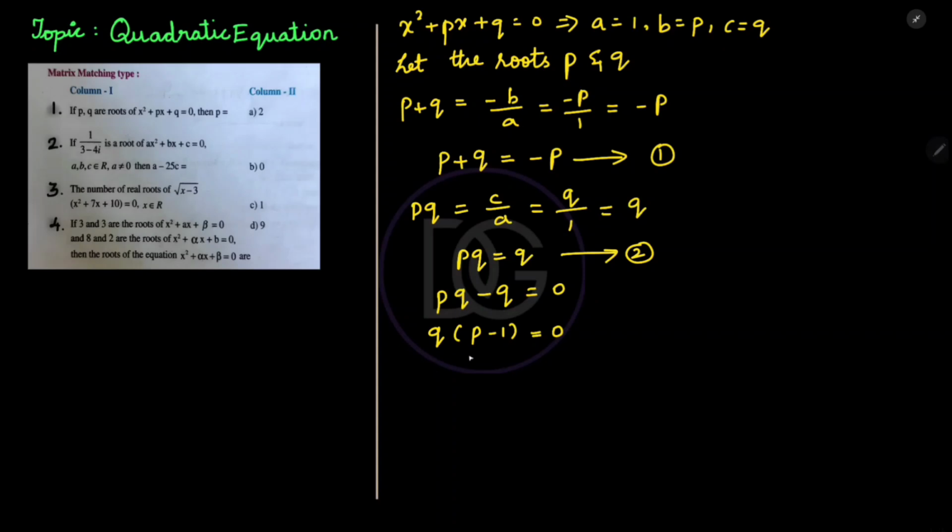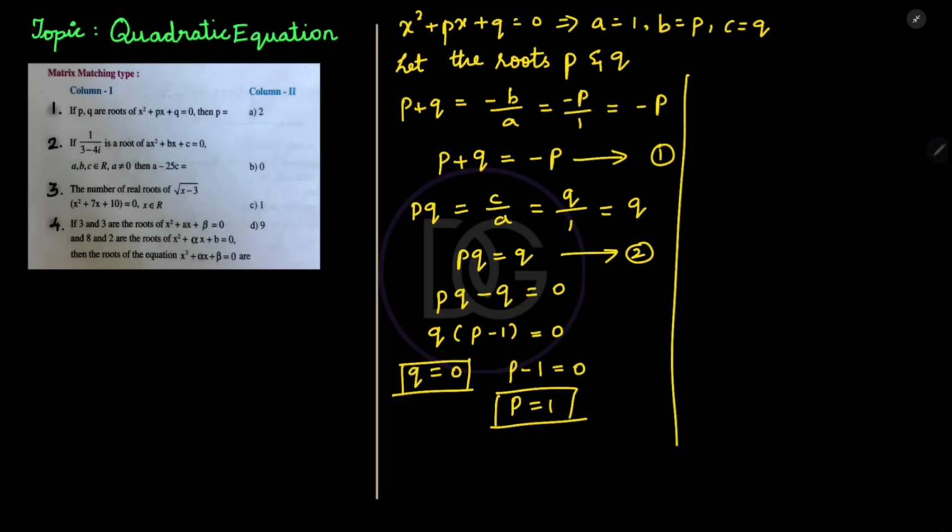Just segregate these two because these two are in multiplication format. So q equal to 0, likewise p minus 1 equal to 0. Then here p equal to 1, since minus 1 transposed becomes plus 1. I have got q equal to 0 and another one is p equal to 1. While substituting q equal to 0 in the other equation, I can get another p value. Likewise, while substituting p equal to 1 in the other equation, I will get another q value.